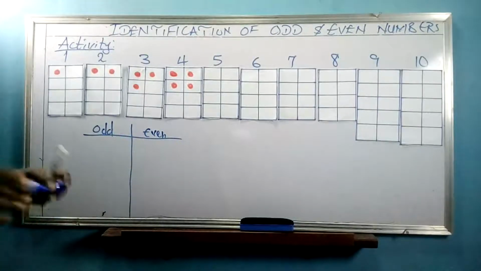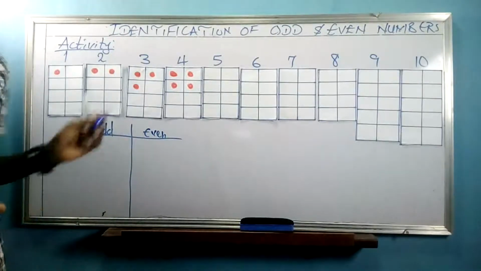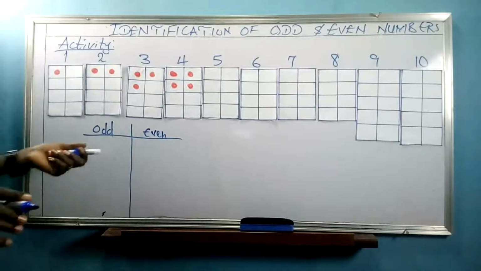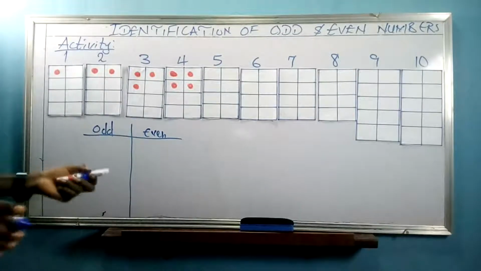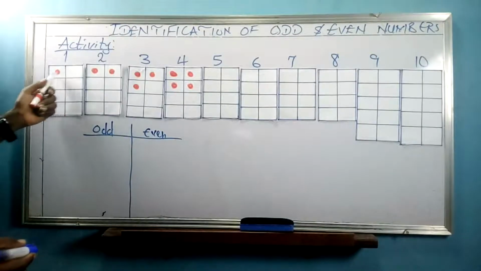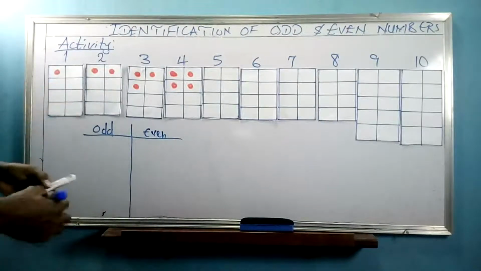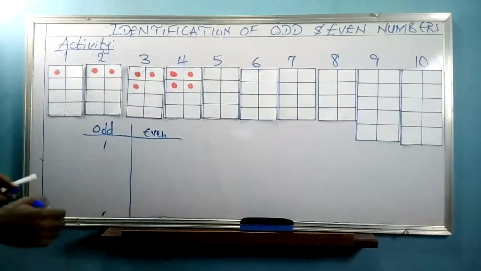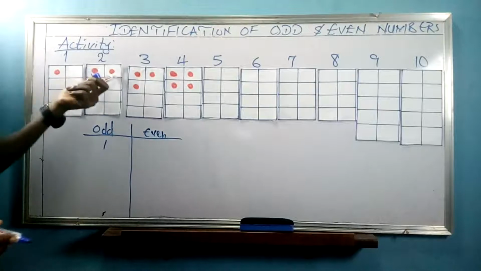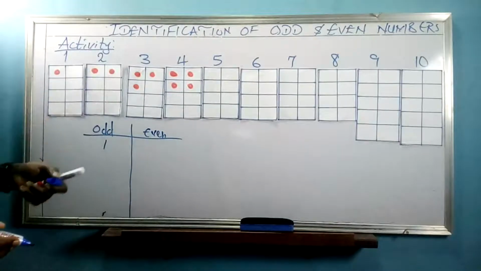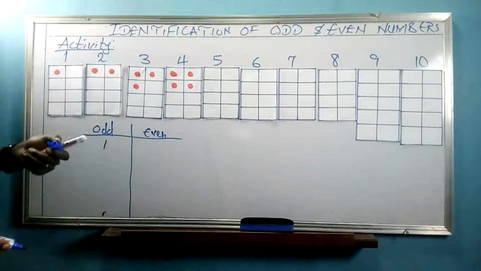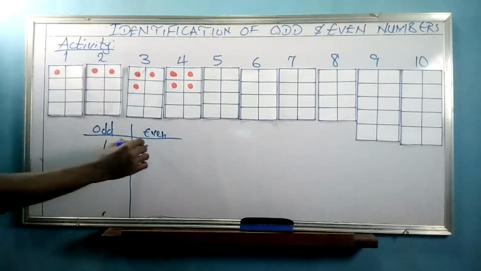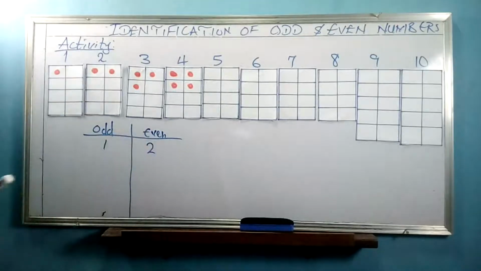Anyone that doesn't complete its pair, we're going to categorize it under what? Odd. I told you, anybody one. This is 1. Does it complete its own task? No, it doesn't. So we're going to write 1 under the odd number. What of 2? 1, 2. What does that mean? That means it completes its own task. That is 2 under the even number.